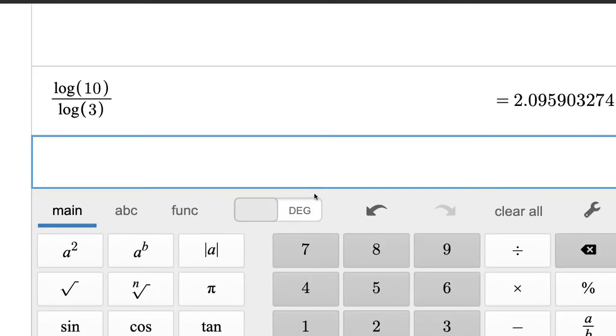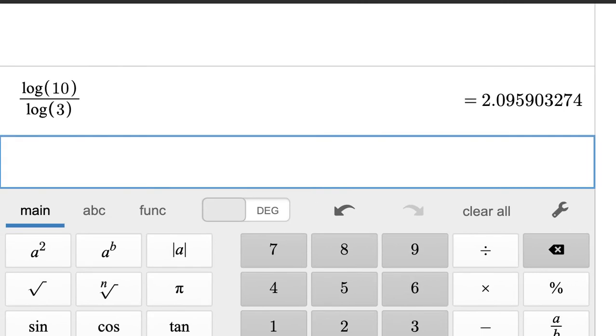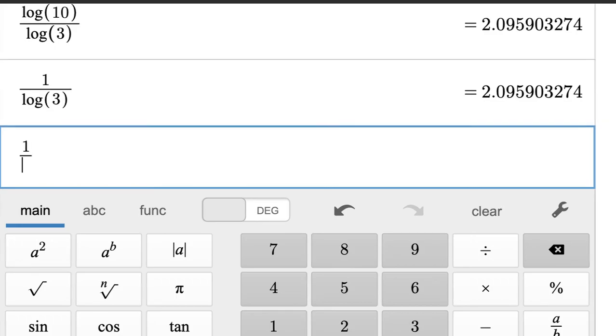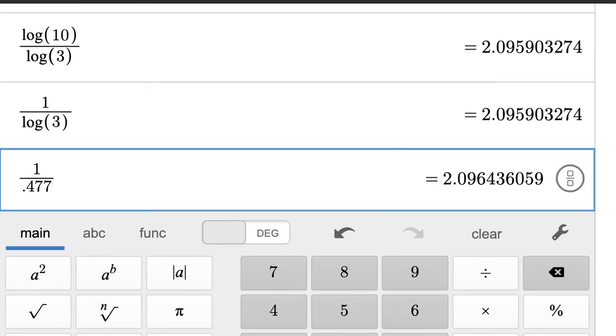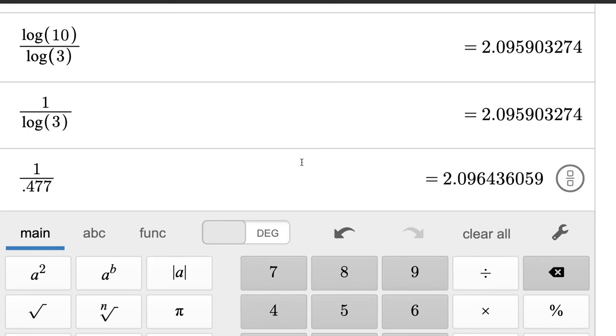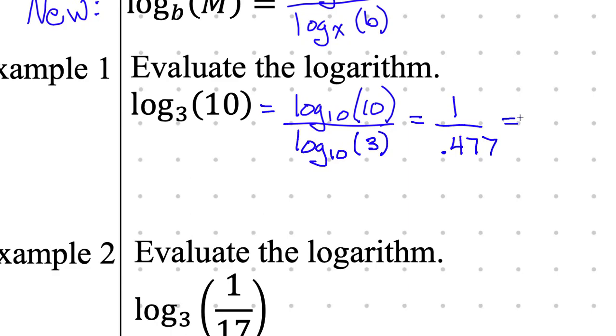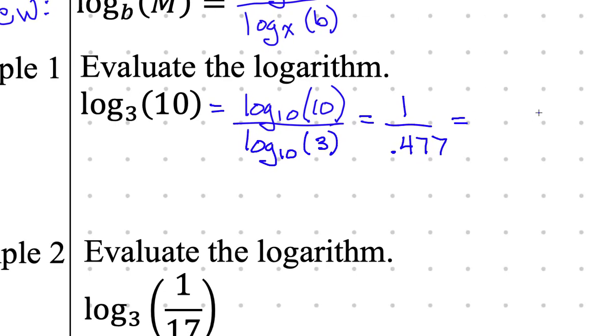Let me zoom in here so you can actually see what I'm talking about. That's the same thing as 1 divided by log of 3, which is almost the same thing as 1 divided by 0.477. All of those are the same fraction, well, roughly. This one is rounded, so that's why I can turn it into a fraction that isn't actually true. So the correct answer here is 2.096. We'll just do 3 decimal places.